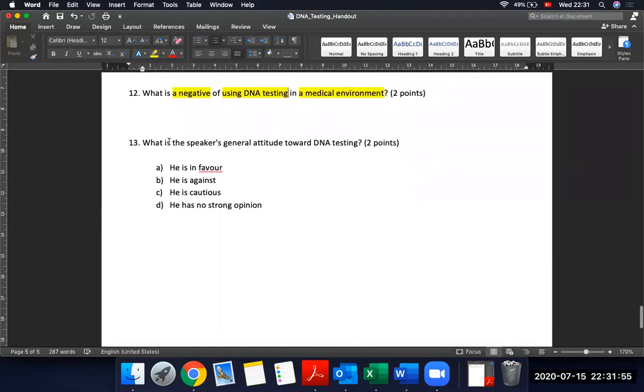Finally, what is the speaker's general attitude toward DNA testing? So what is the speaker's approach? What is his personal opinion about DNA testing? So you need to choose the best answer here: he is in favor, he is against, he is cautious, he has no strong opinion. Please do the tasks. I'm going to open a discussion forum, and I expect you to send your answers on this discussion forum.